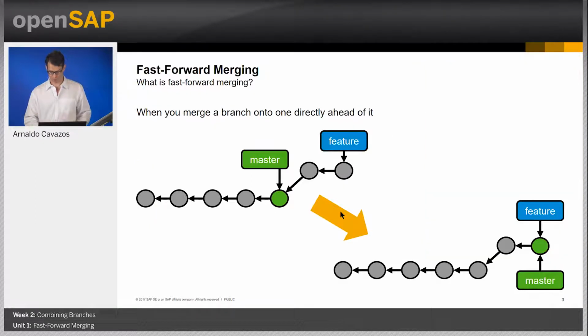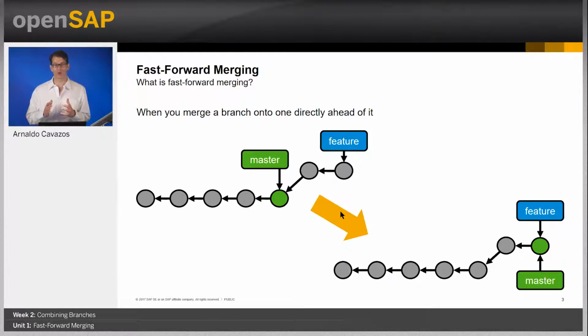Fast-forward merging is what takes place when you have 2 branch pointers in sequence, like the before picture in this slide. You can see here that master is pointing to a commit that is the ancestor of the commit pointed to by feature. You can imagine how this scenario might take place.